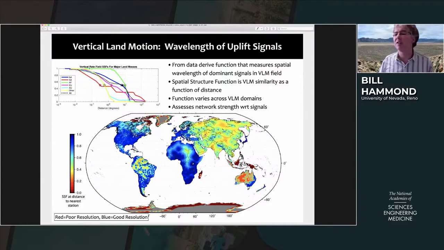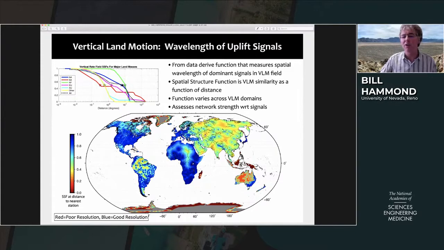So some continents have relatively long wavelengths, some areas have relatively short wavelengths, and we can use the local wavelength when doing the analysis. And this map below shows how the distance to the nearest GPS station compares to the fall-off distance, or where the spatial structure function passes through 0.5. So it's 1 near the station and it's 0 at great distance. Where the SSF is 0.5 is about where your similarity falls off. So we can see that North America is blue, SSF is about 1 everywhere there.